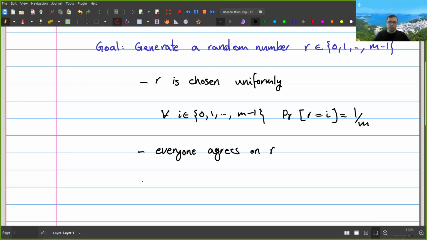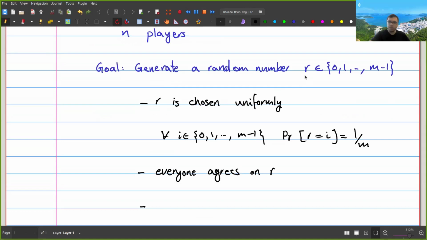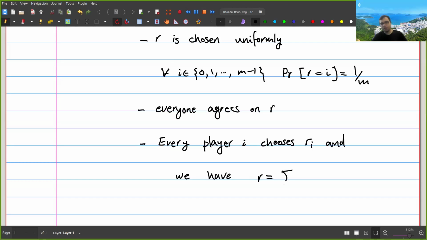Now, I also want everyone to be able to participate in the generation of R. So I have these n players, and I want each one of them to be able to contribute a share to the generation of R. Now, in order to achieve that, I'm going to just require that every player i chooses some random number, Ri, and then I'm going to also require that our final number R be the sum of the Ri's. And I'm going to take this sum modulo m.